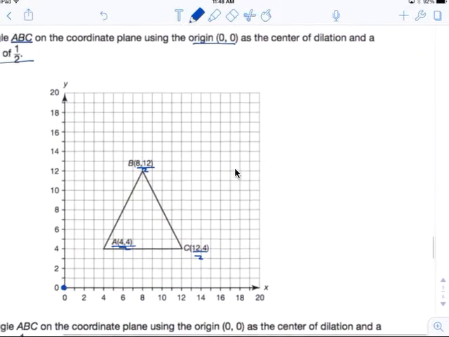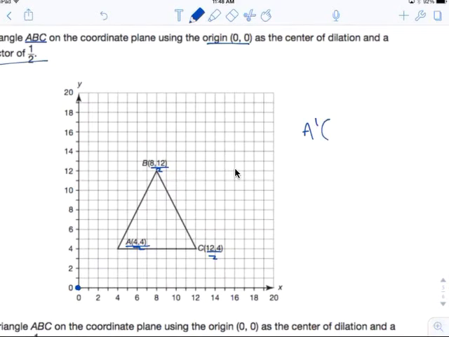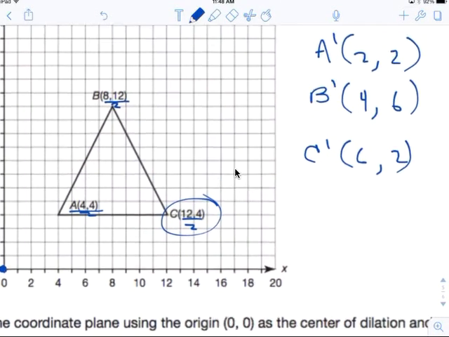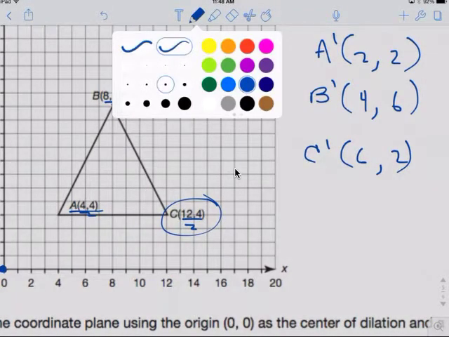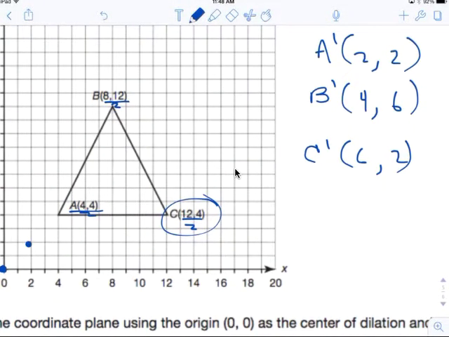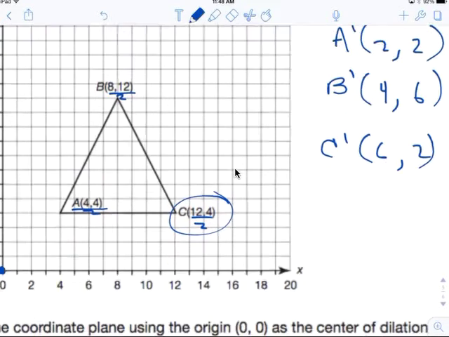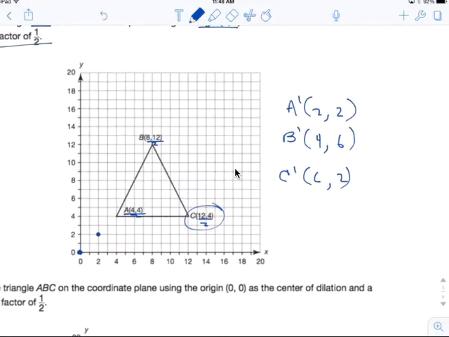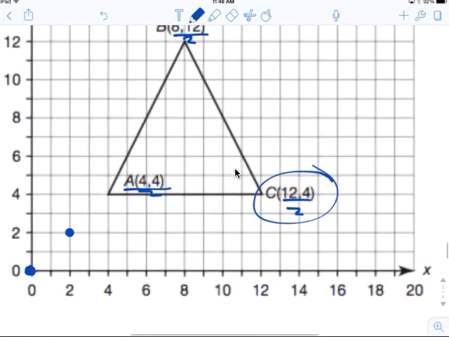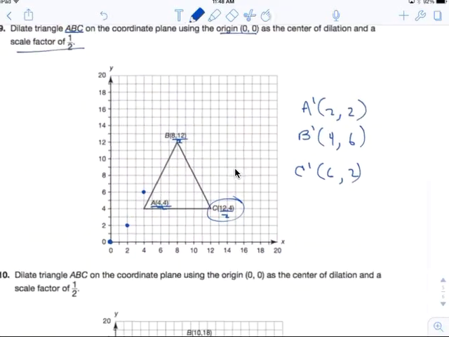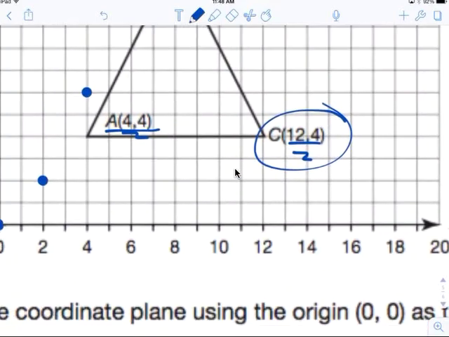So I'm going to write it on the side. A prime is 2, 2. B prime is 4, 6. Divide by 2 on each one. Divide this by 2 is 6, 2. And graph that. Make it bigger. Okay, 2, 2 right there. And B is 4, 6, right there. And C is 6, 2.